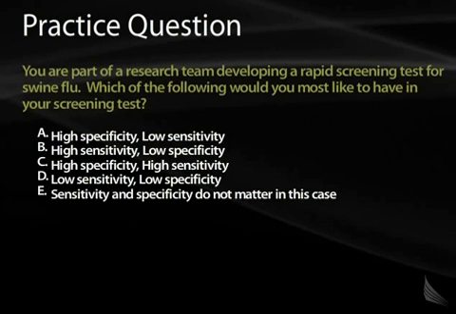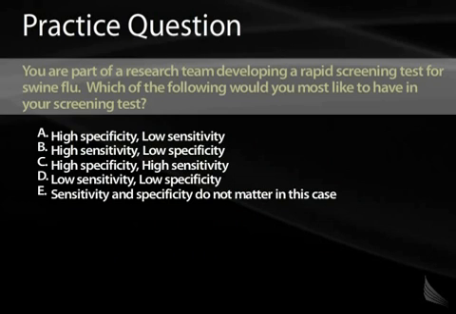Practice question. You're part of a research team developing a rapid screening test for swine flu. Which of the following would you most like to have in your screening test? A. High specificity with low sensitivity. B. High sensitivity with low specificity. C. High specificity with high sensitivity. D. Low sensitivity with low specificity. E. Sensitivity and specificity do not matter in this case.